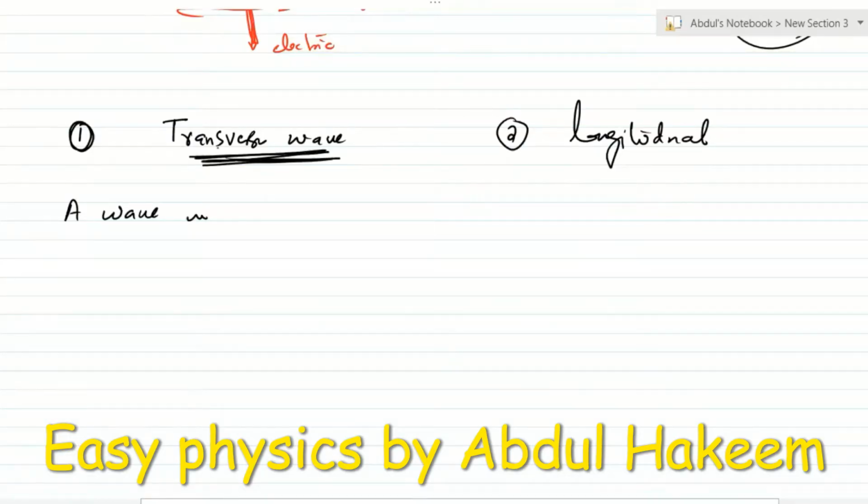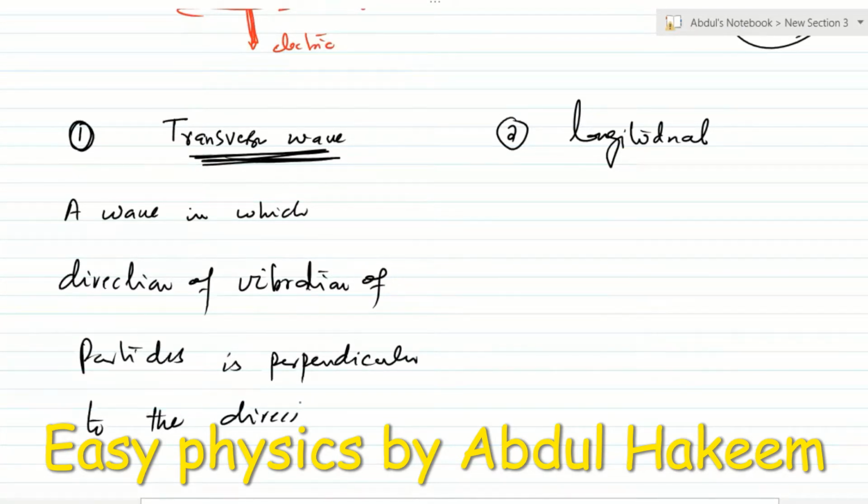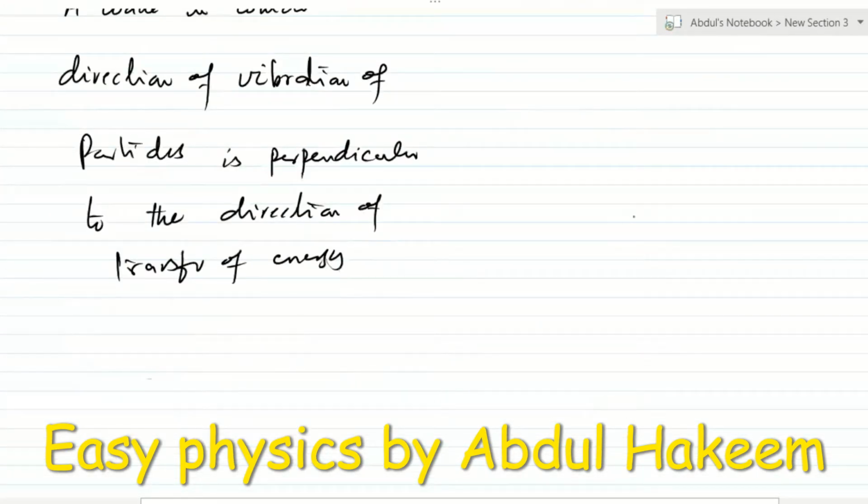See, first definition of the transverse wave: a wave in which direction of vibration of particles is perpendicular to the direction of transfer of energy. So if the direction of the vibration is like this, up and down, and energy is traveling in this direction, then this is the example of the transverse wave.